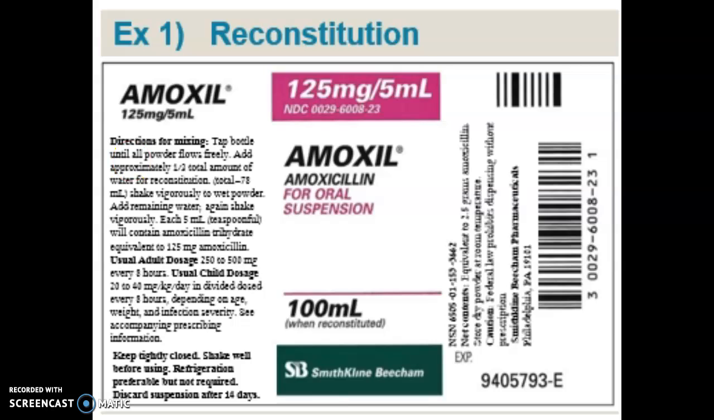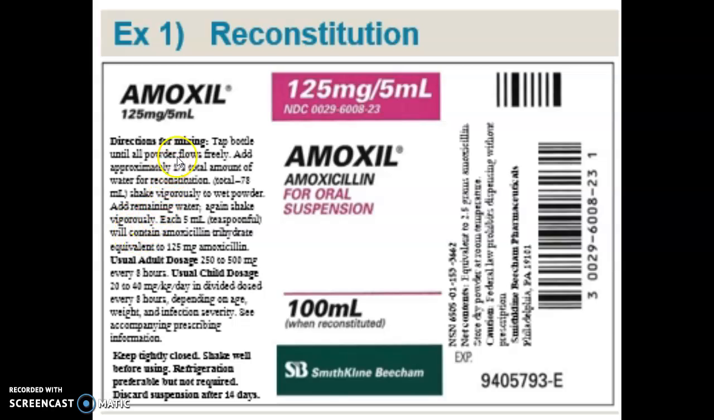What is the total amount of diluents that we need to add to the bottle? You remember here in the parentheses it says total 78 mil. That's the total amount that you're going to add to this. Next question asks, what are your mixing directions? Well, it's all of this, from tap the bottle until all the powder flows freely, add approximately a third amount of water to reconstitute, your total is 78 mils. It's all that stuff, all the way down to add the remaining water, shake vigorously again. All that is your mixing directions.